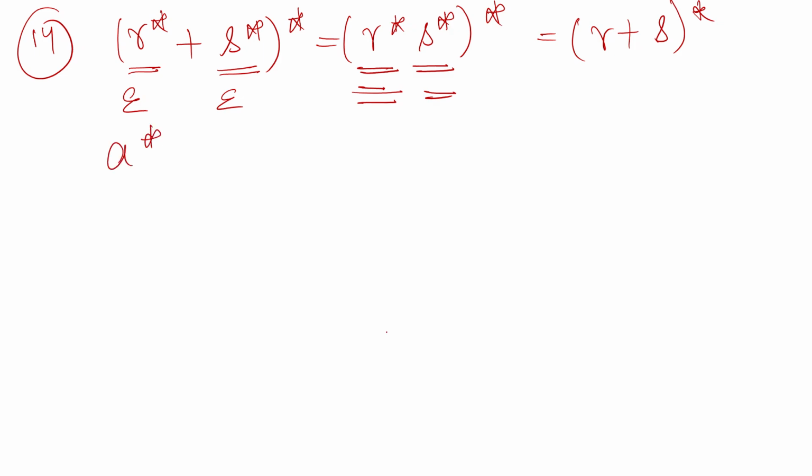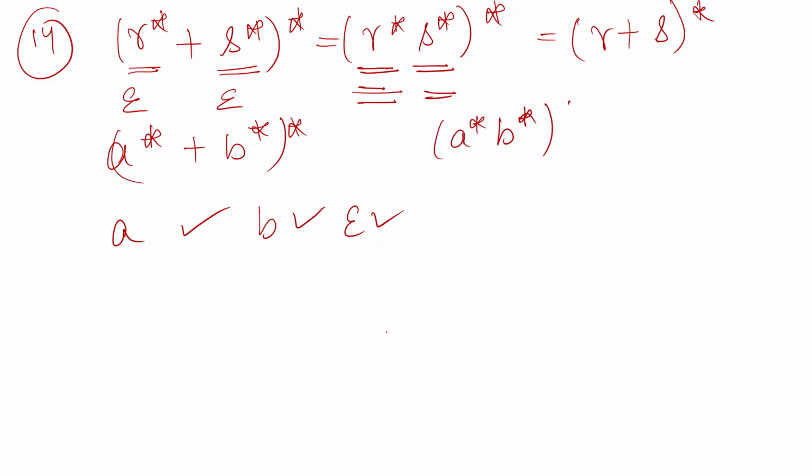Let's suppose (A* + B*)*. We can have A, we can have B, we can have epsilon. If I write (A* B*)*, can I have epsilon here? Yes, we can have epsilon here.